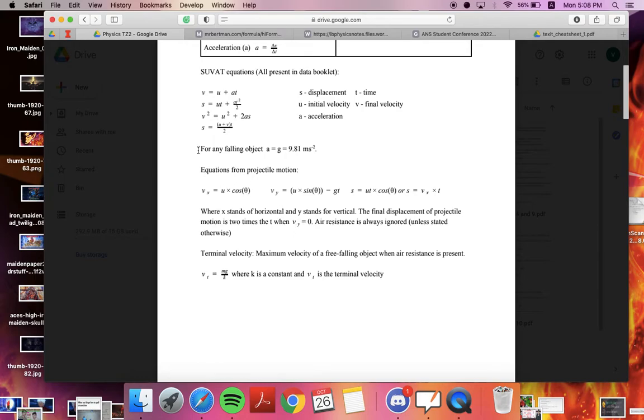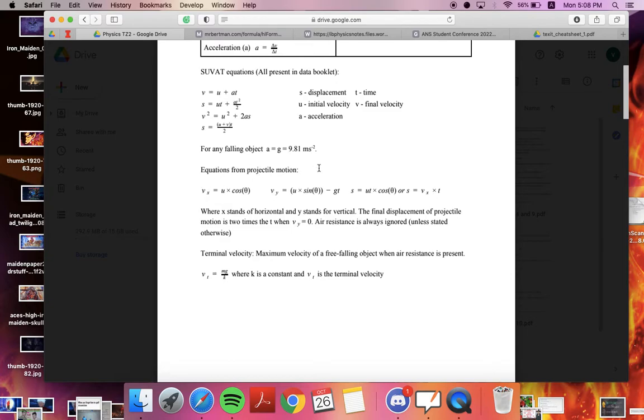Next, for any falling object, it will always experience a constant acceleration, and that acceleration, assuming it's falling on Earth, will be equal to g, or 9.81 meters per second squared.